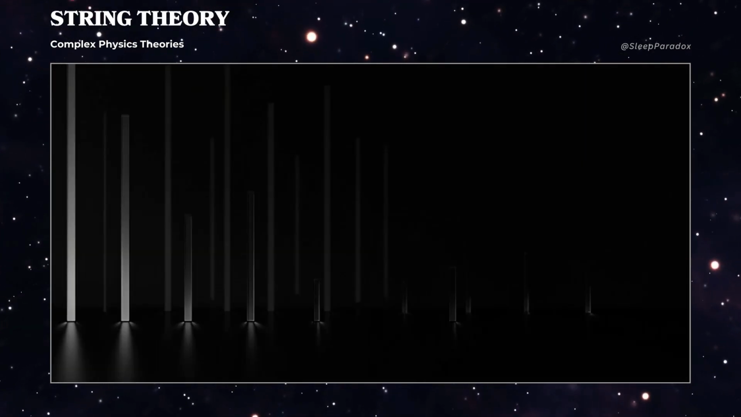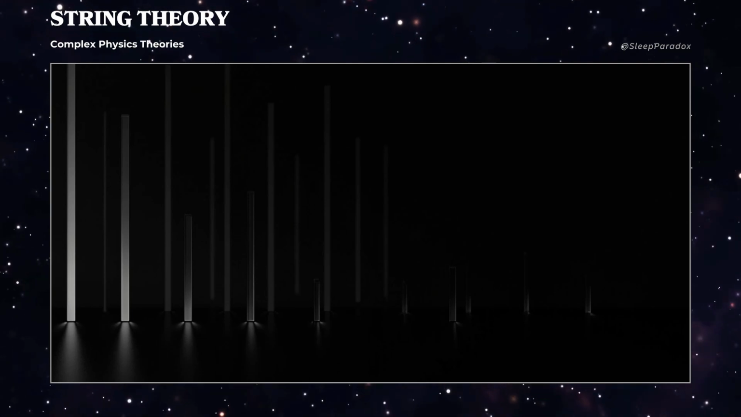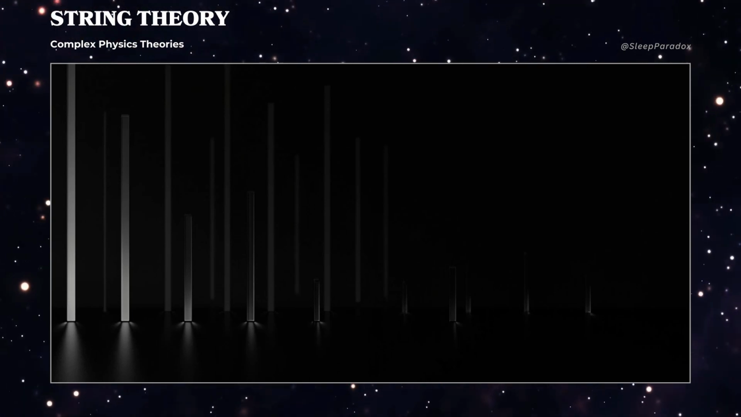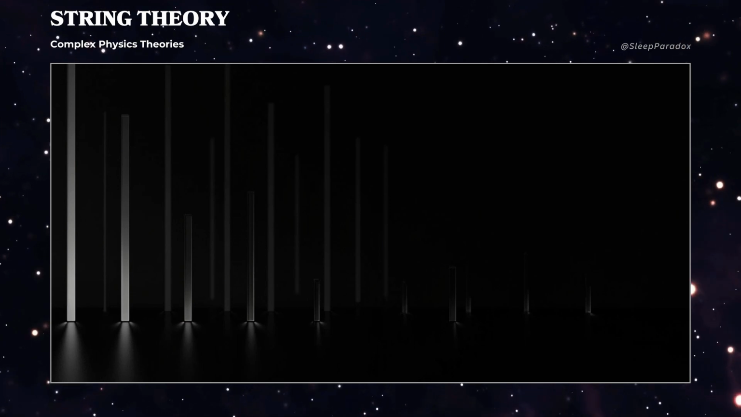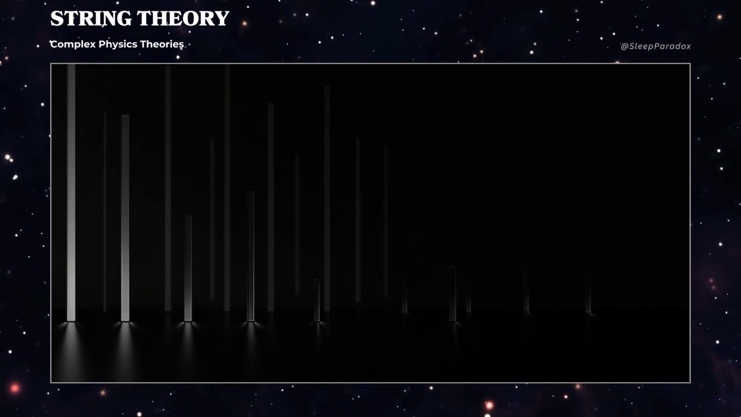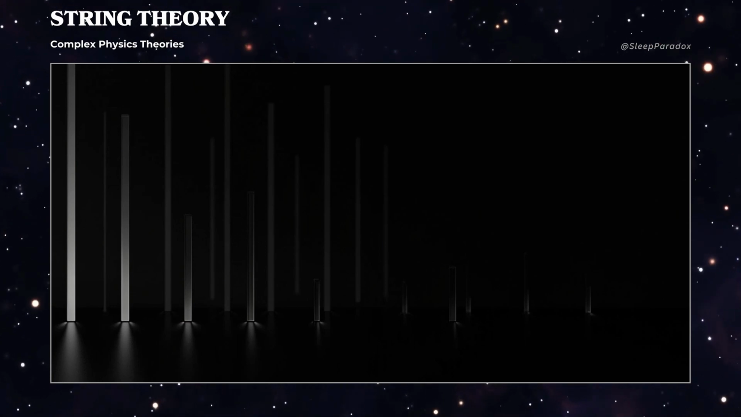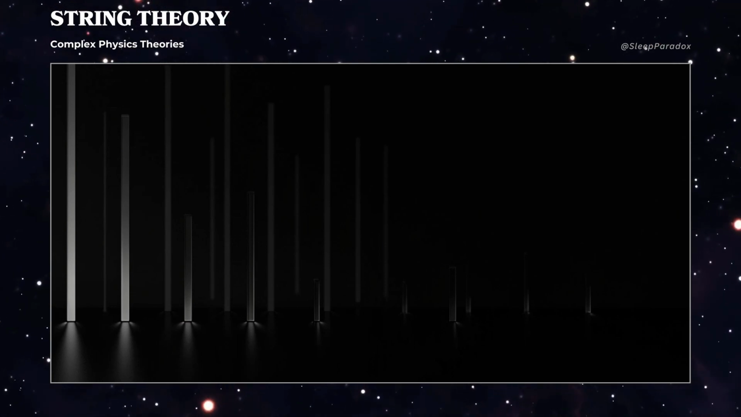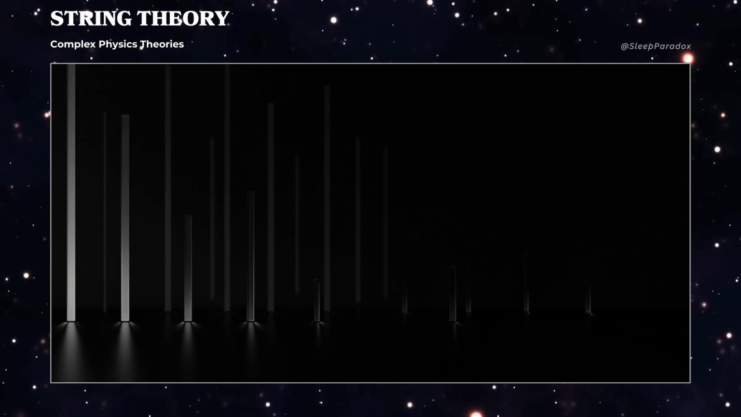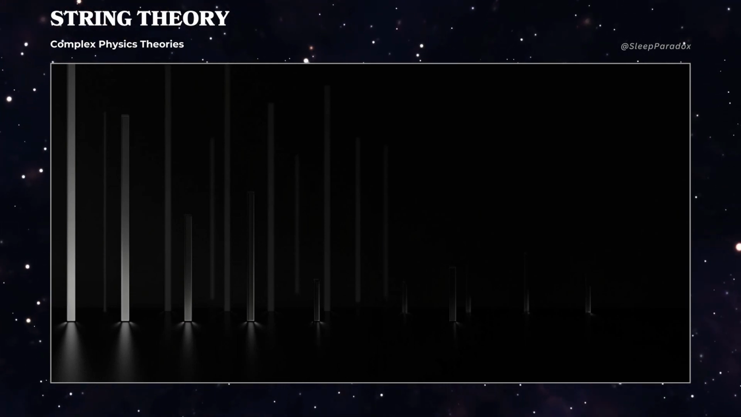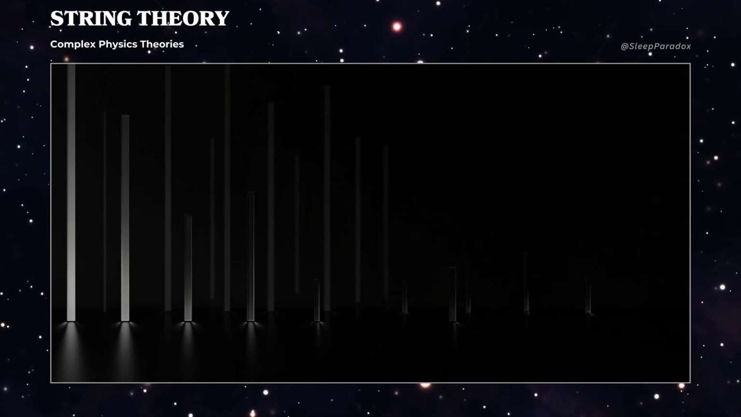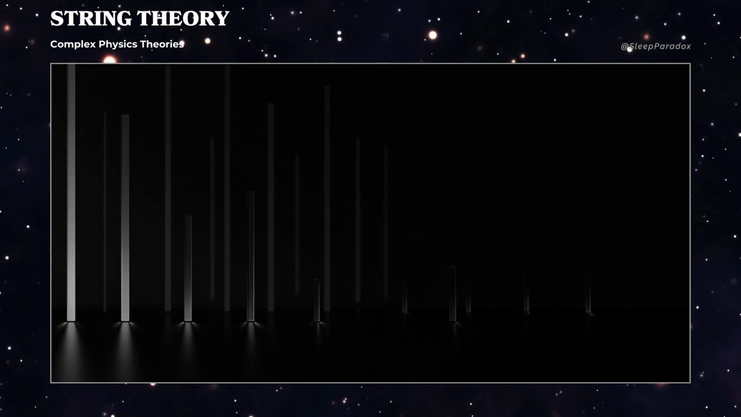String theory. String theory is one of the most ambitious and far-reaching ideas in modern theoretical physics. It proposes that the fundamental building blocks of nature are not particles, but tiny, vibrating strings, so small that they are far beyond the reach of any current experiment. These strings are not made of anything smaller. They are considered fundamental, and the way they vibrate determines what kind of particle they appear to be.